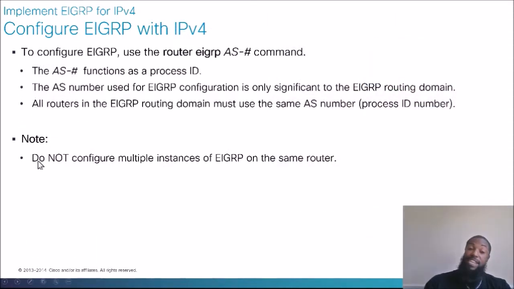Like I said right here, do not configure multiple instances of EIGRP on the same router. If you have EIGRP running, don't put EIGRP 2 on the same router. It's just going to really get funky. I've never done it before, but you just don't want to do that. That's why I'm wondering why we support so many AS numbers if we only need to configure one instance on each router. But if you have multiple ASs, that's where it'll come in handy.